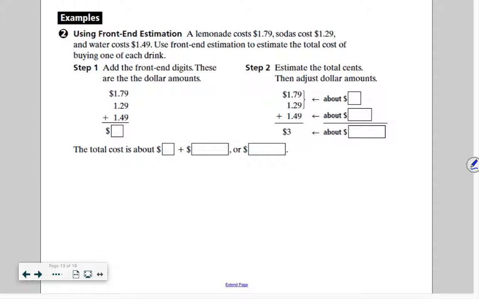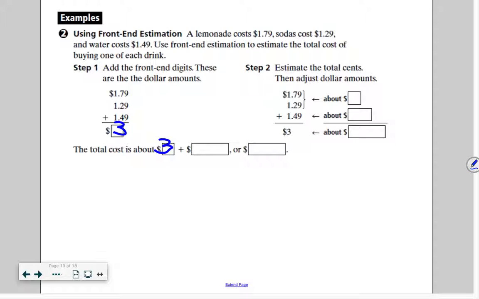Okay, another practice with front-end estimation. A lemonade costs $1.79, sodas or pop are $1.29, and water is $1.49. Use front-end estimation to estimate the total cost of buying one of each drink. So in the first one, step 1, add your front together. What's 1 plus 1 plus 1? 3. So you have about $3.